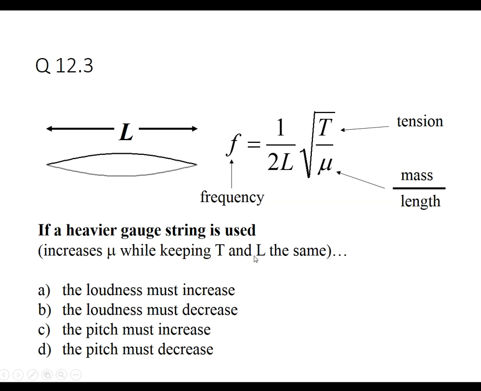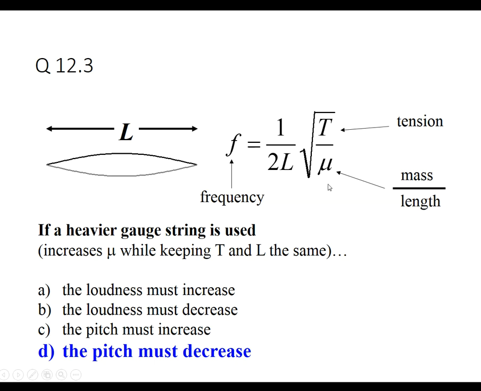But we're going to keep the length of the string the same and the tension the same. What do you think is going to happen? All right. So if you have looked at the relationship here, you'll see that as mu gets bigger, the pitch must decrease. So anything on the bottom that's increasing, then the frequency is going to become smaller.